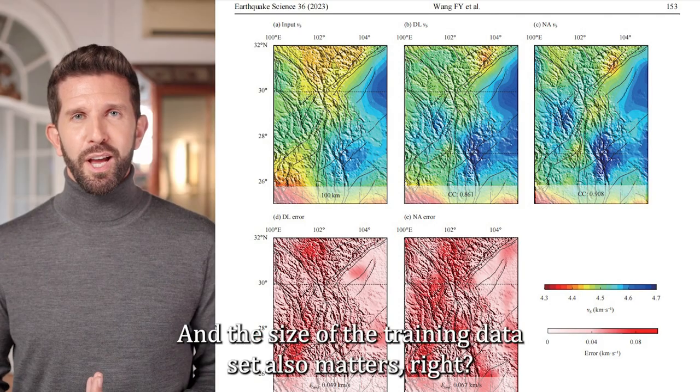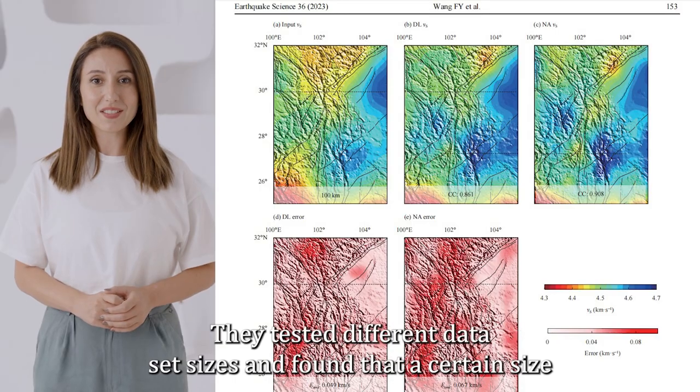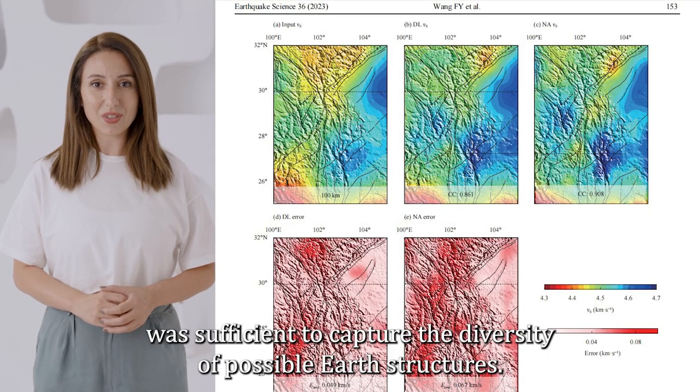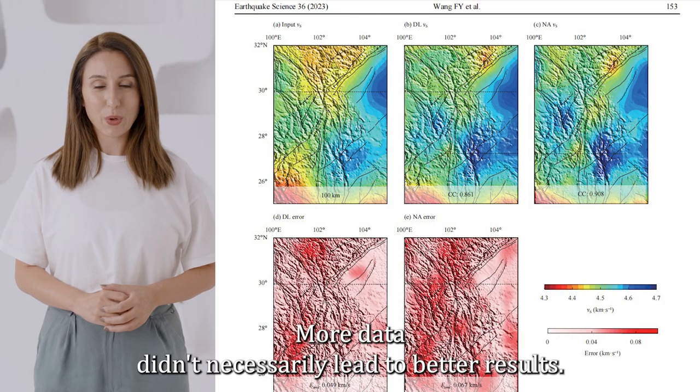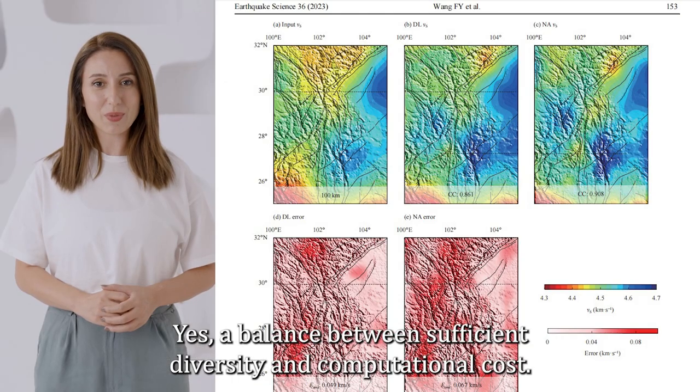Exactly. And the size of the training dataset also matters, right? Absolutely. They tested different dataset sizes and found that a certain size was sufficient to capture the diversity of possible Earth structures. More data didn't necessarily lead to better results. So there's a sweet spot for data size as well? Yes, a balance between sufficient diversity and computational cost.